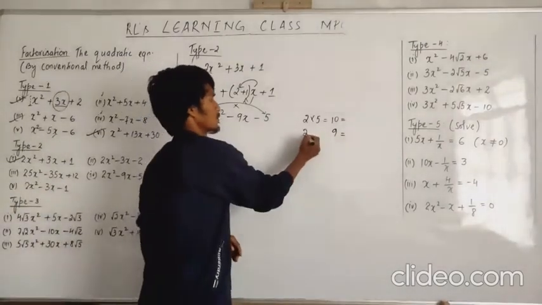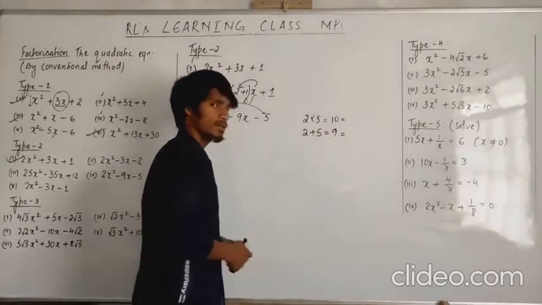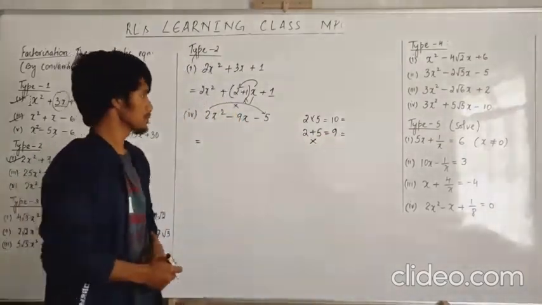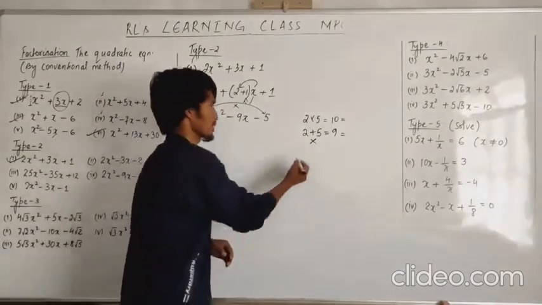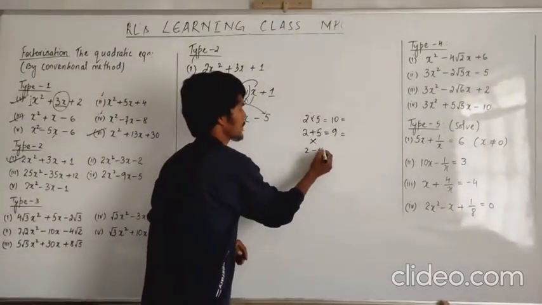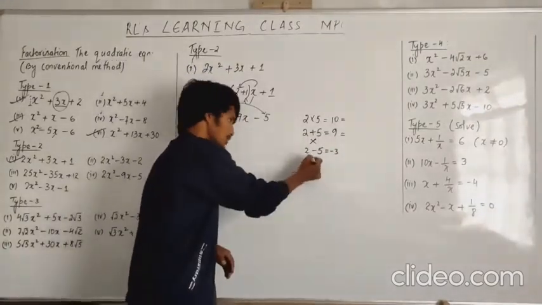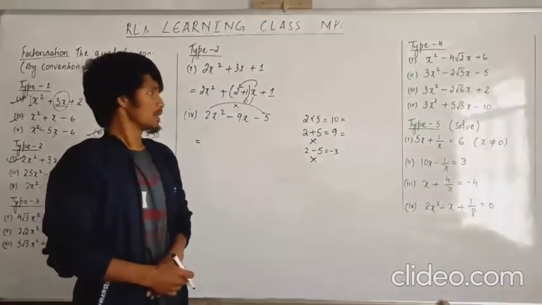Now 2 plus 5. Do we get 9? No. Then we cannot use this one. Here's what we need to get 9. Then 2 minus 5, we get minus 3. Did we get 9? No. Then this one also cannot be used.